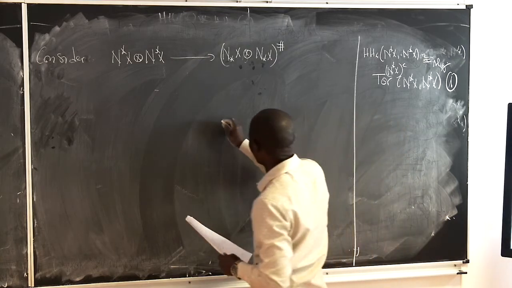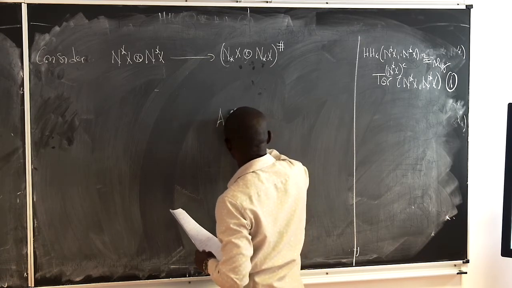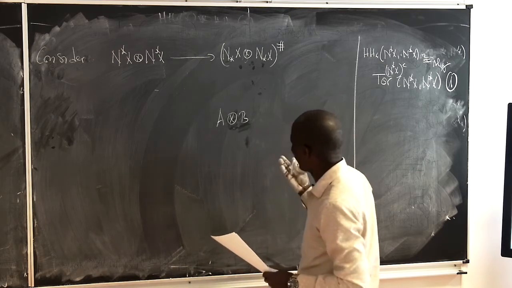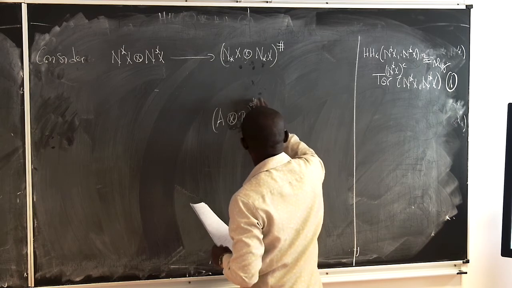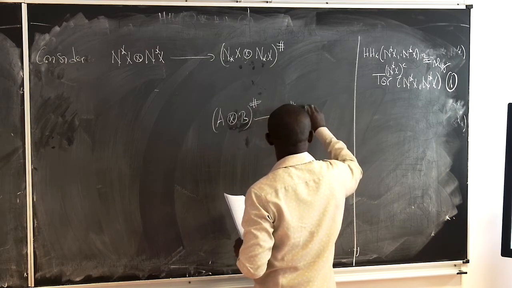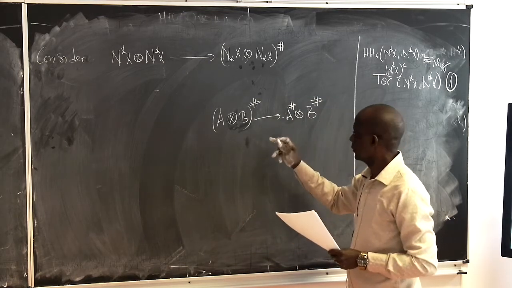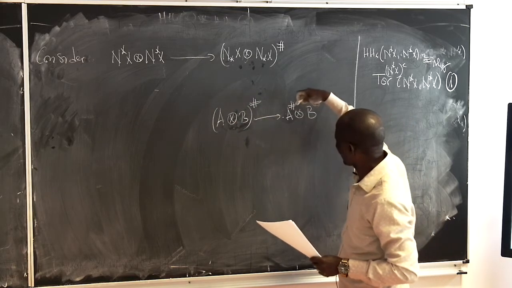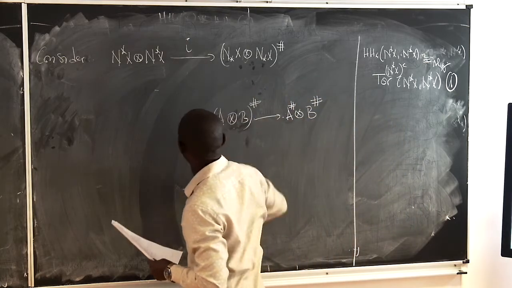And you know that when you have A tensor B, where A and B are modules, we have an equivalence between the dual of the tensor product and the tensor product of the duals. That equivalence I denote by I.